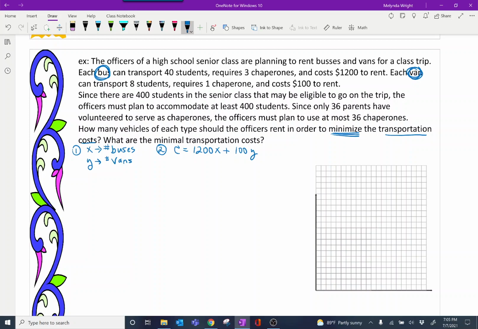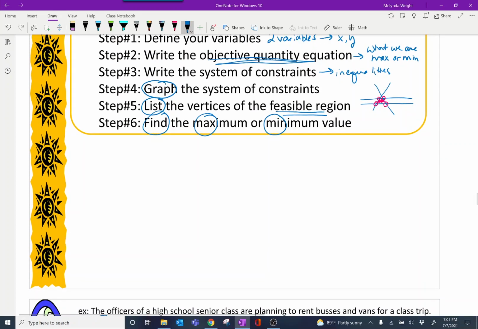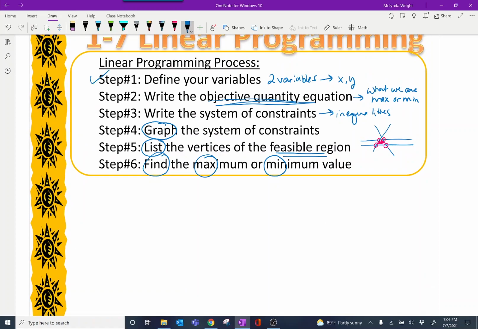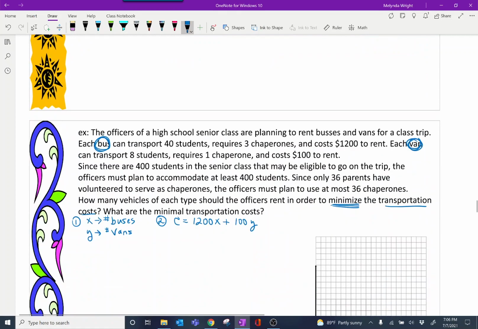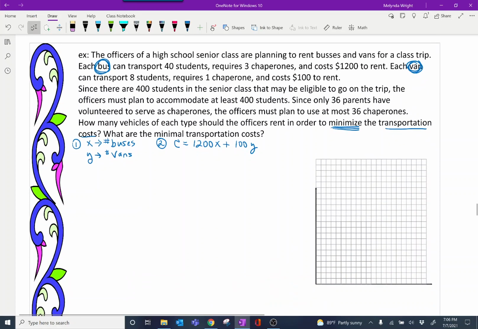Let's look back up here and remind ourselves. We have defined our variables, check. We've written the objective quantity equation, check. Now we need to write the system of constraints and then just graph and go. So the bus, let's see how many students. We've got 400 students we need to account for, so let's talk about a numbers equation first.